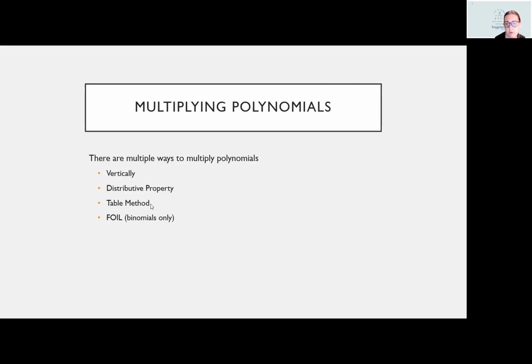So we are going to be using FOIL because we're going to be multiplying binomials, but because these are special, we're also going to have some shortcuts, some ways that you can get to the answer without going through the whole FOIL process. So we're going to be doing FOIL and then use the shortcuts so you can compare them, and then you can kind of see which method you prefer.